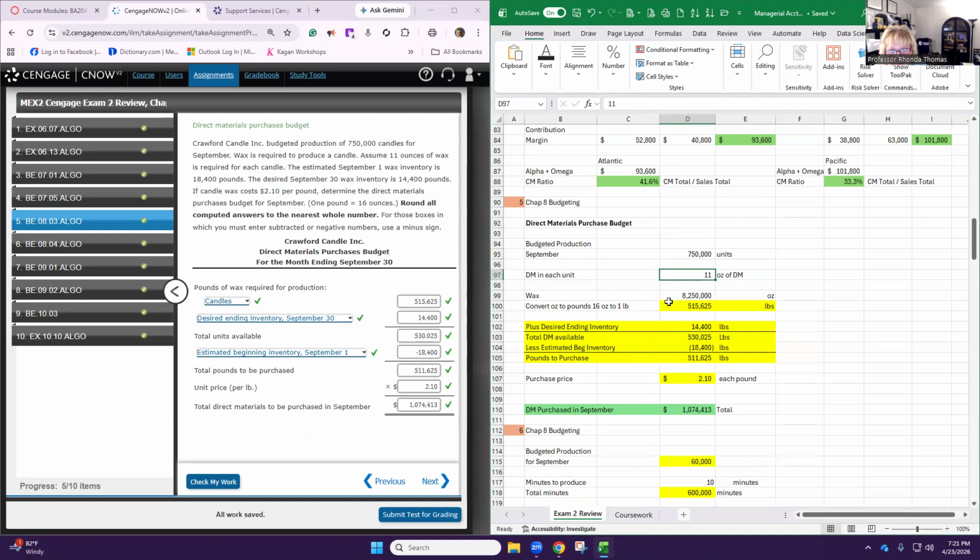So I put 11. Here's how much wax we have in ounces, right? In ounces, and we have to convert those ounces to pounds. Okay, so how do you convert ounces to pounds? You divide by 16. Okay, divide by 16.